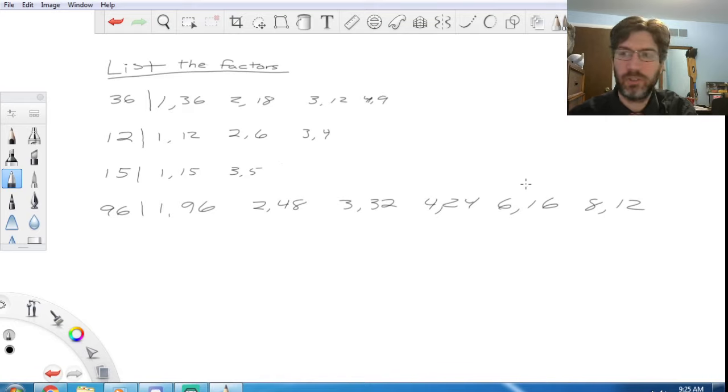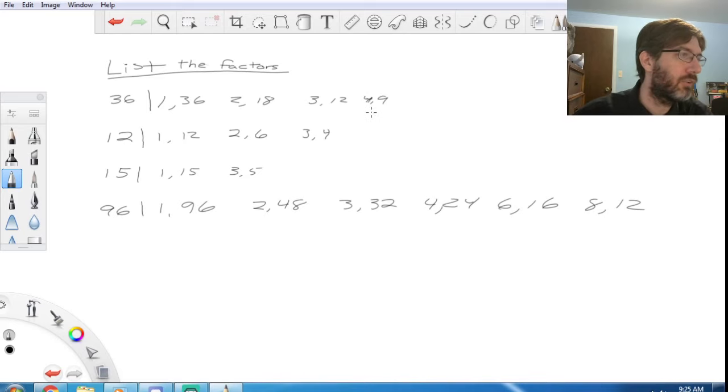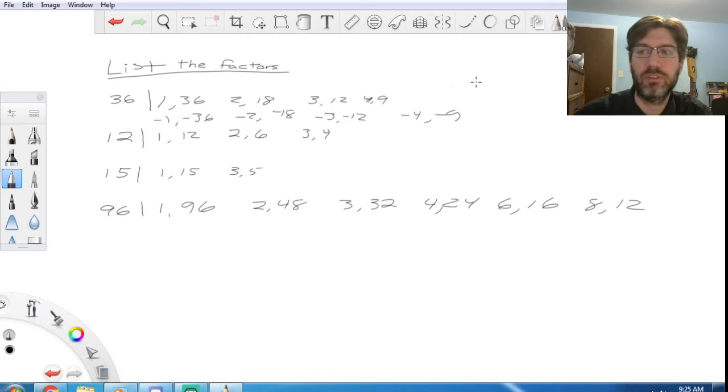I would also like to mention that in case you don't realize, you also have the negative versions of all these. Negative 1 times negative 36 is 36. Negative 2 times negative 18 is 36. Negative 3 times negative 12 is 36. Negative 4 times negative 9 is 36. So you also have all the negative values of these, and that's going to come into play.